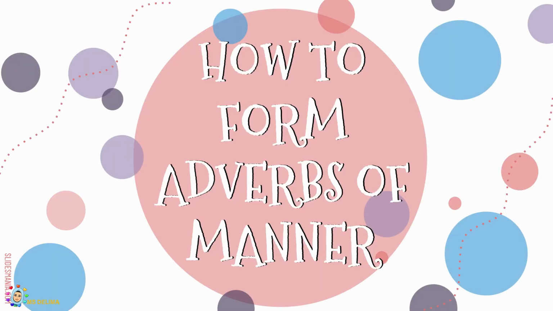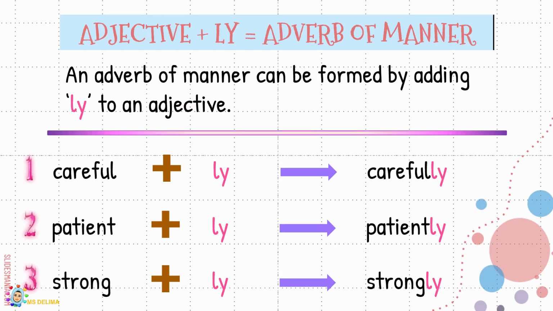The next one is how to form adverbs of manner. The first one, we can put ly after an adjective. An adverb of manner can be formed by adding ly to an adjective. The first example is careful. Careful plus ly will become carefully.